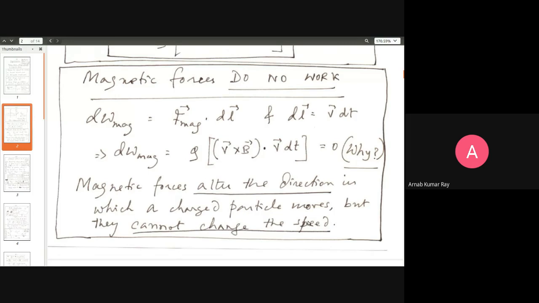So when you say every object tends to maintain its state of rest or uniform motion along a straight line, that is to say, constant velocity. Every object tends to maintain its state of rest or constant velocity unless an external force acts on it.